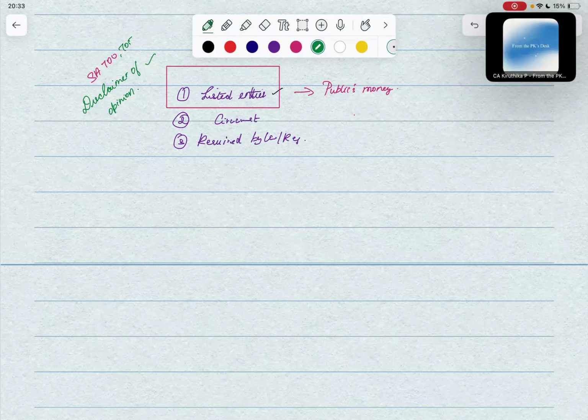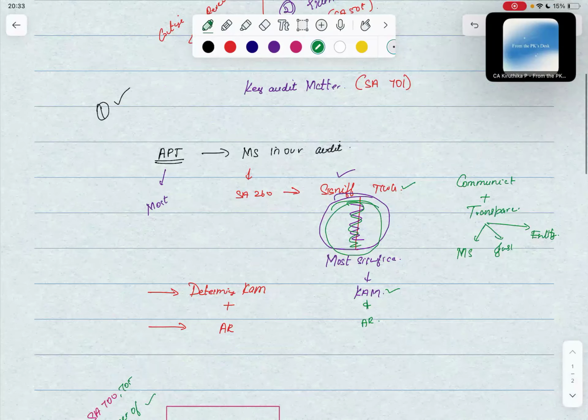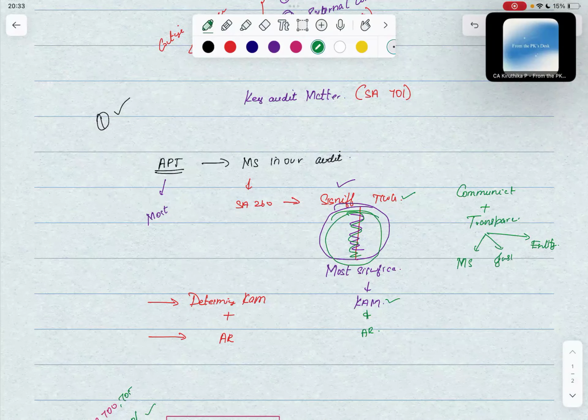So up to now, just a quick recap. What are key audit matters? Those are matters that, in the auditor's professional judgment, are essential to be included in the audit report.